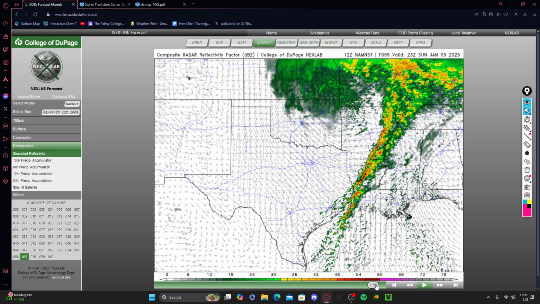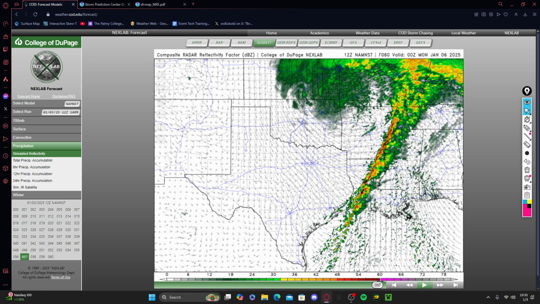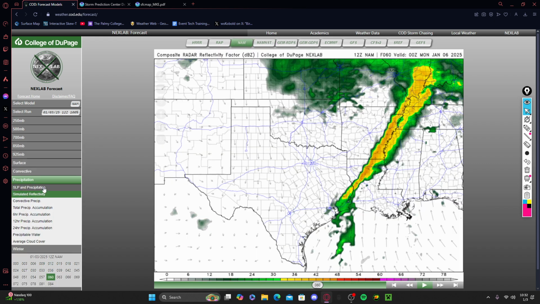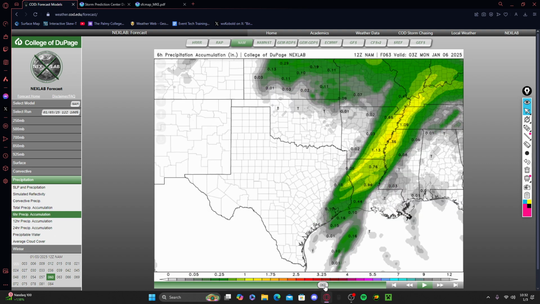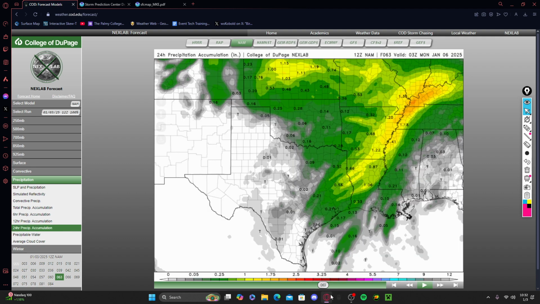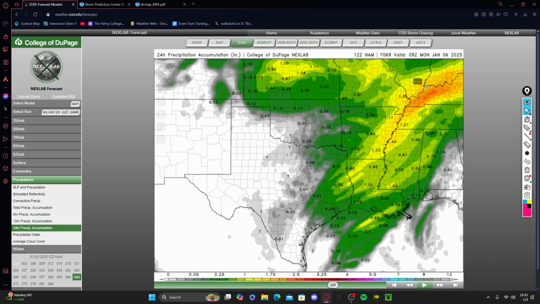The simulated reflectivity can just show you what a radar product would hypothetically look like. You see here we have that long line of storms right there. That's basically what it's showing. And total precipitation accumulation is just how much precip falls. I'll look at different time frames. So this is 6 hours. Pretty heavy rainfall in regions here over a 6 hour period. For 24 hours, you can see again pretty heavy rainfall here.